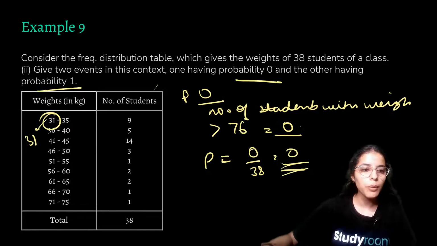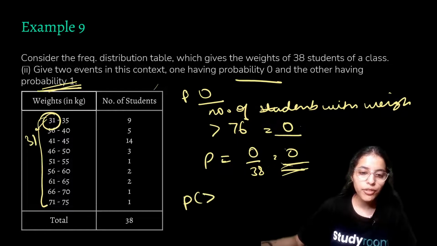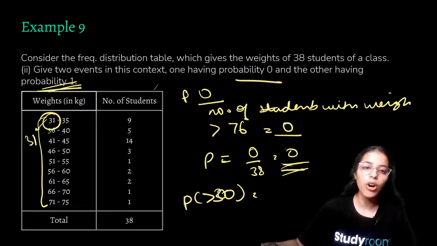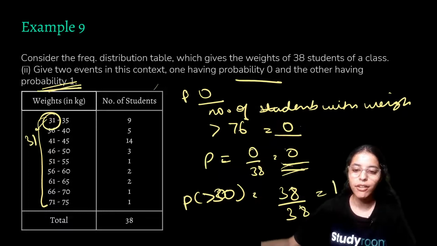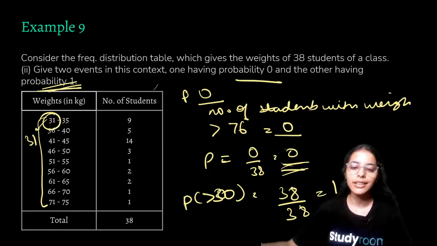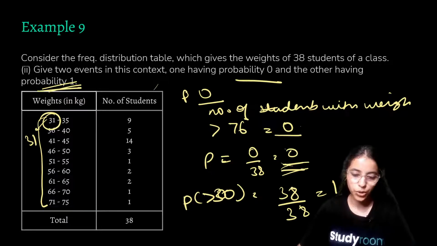Now to get the probability of 1, you can see here that everyone has weight greater than 30, right? So the probability of weight greater than 30 would be equal to all the 38 students falling in this category. So we would have 38 students, right? So 38 divided by 38, we'll have 1. So this is the probability of the students having weight more than 30, and the probability comes out to be 1. That is always true, right?